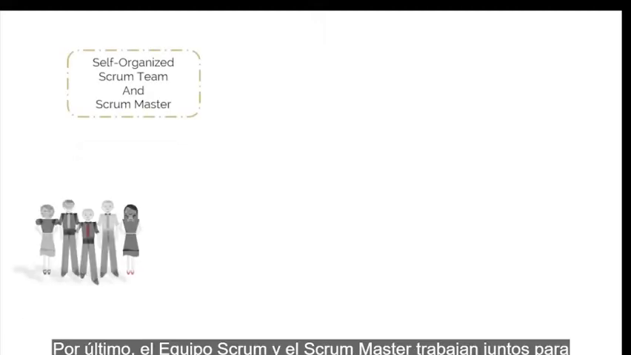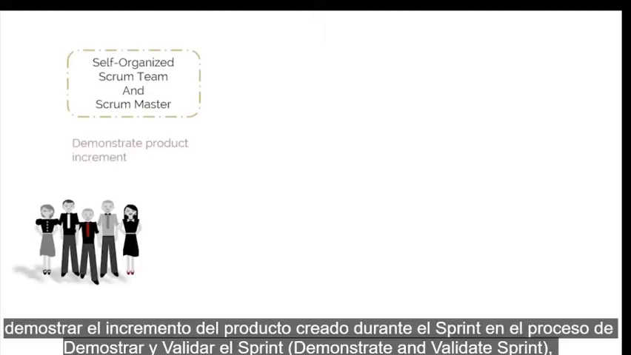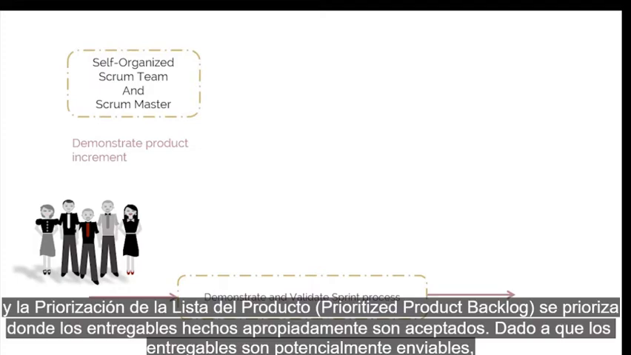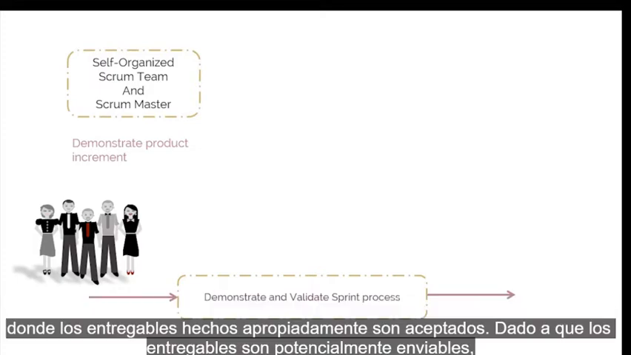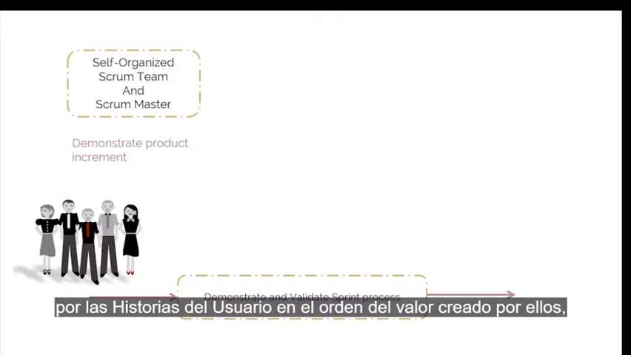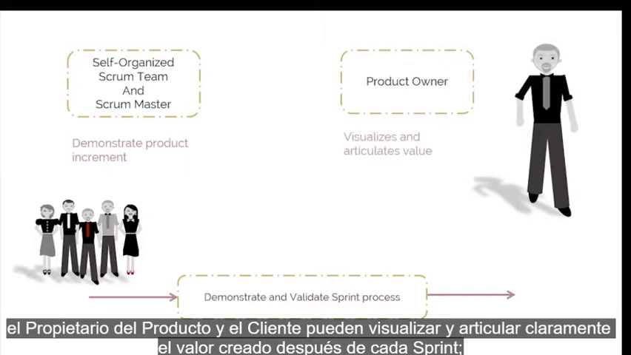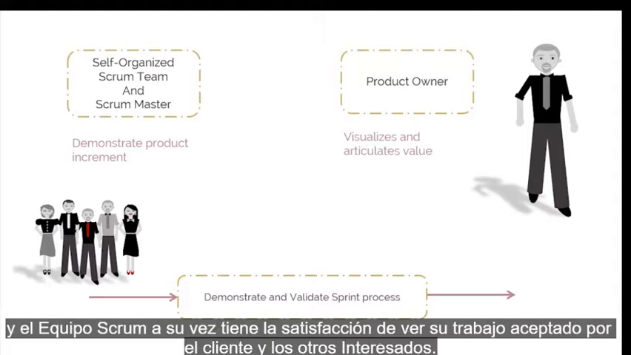Finally, the Scrum team and Scrum Master work closely to demonstrate the product increment created during the sprint in the demonstrate and validate sprint process, where properly completed deliverables are accepted. Since the deliverables are potentially shippable, and the prioritized product backlog is prioritized by user stories in the order of value created by them, the product owner and the customer can clearly visualize and articulate the value being created after every sprint. And Scrum teams, in turn, have the satisfaction of seeing their hard work being accepted by the customer and other stakeholders.